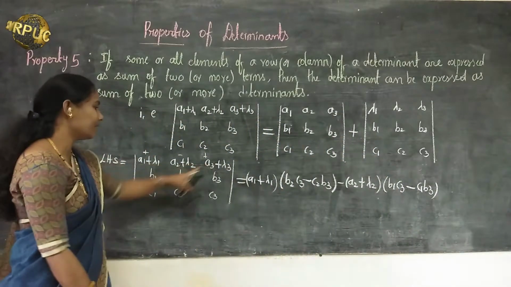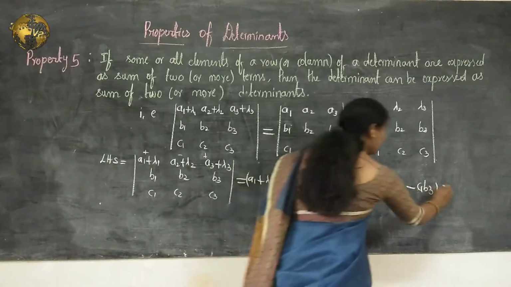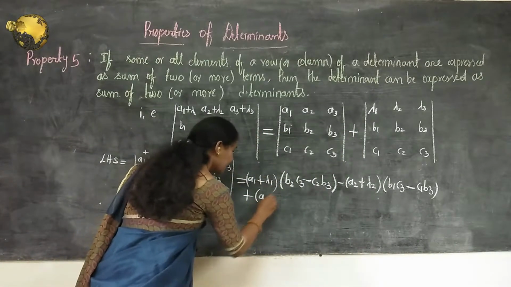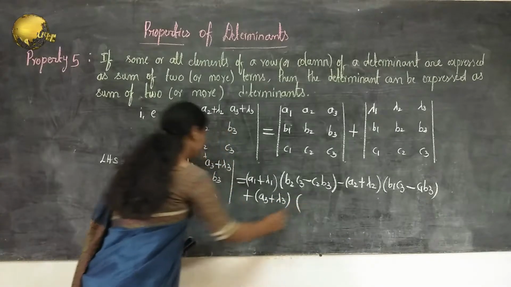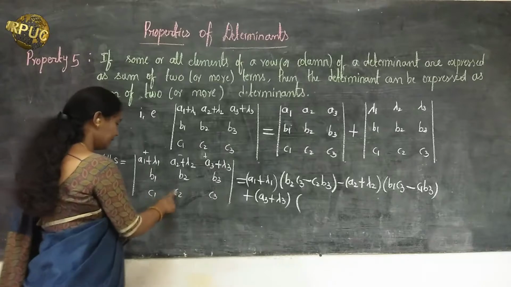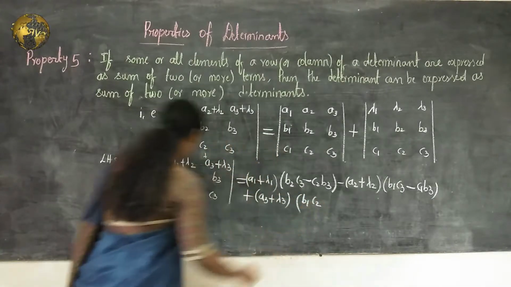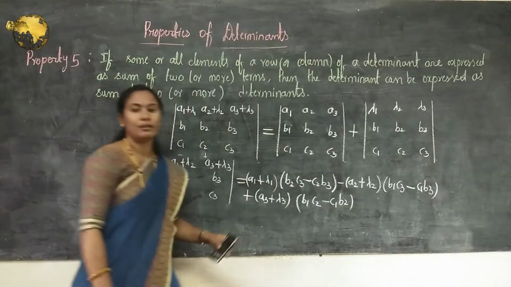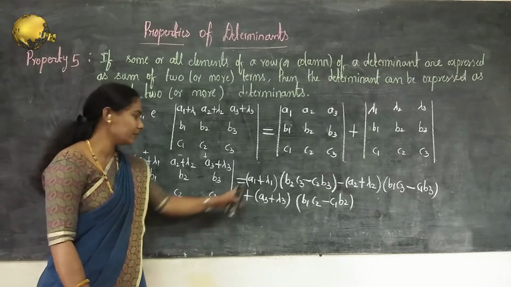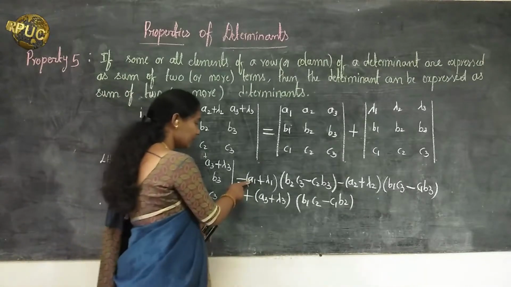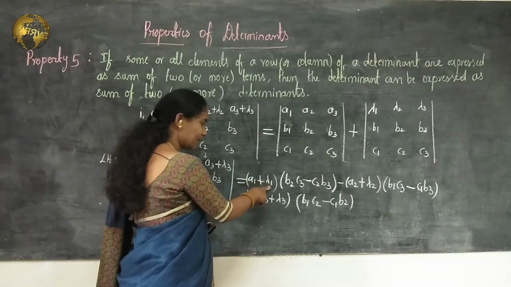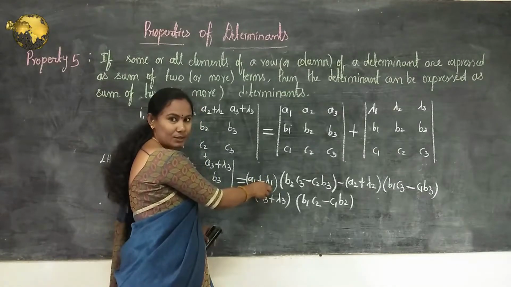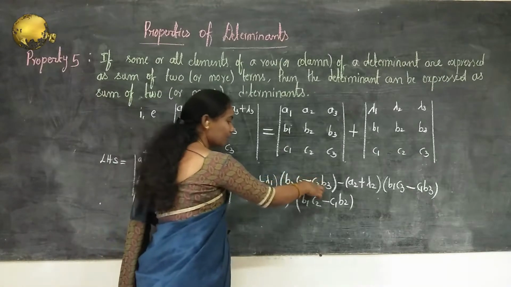Then plus A3 plus lambda 3 into B1 C2 minus C1 B2. So if we expand this along row 1, we get this. Just see here it is in the form of A1 plus lambda 1 and B2 C3 minus C2 B3. Two elements are there, so it is in the form of A plus B into A minus B.